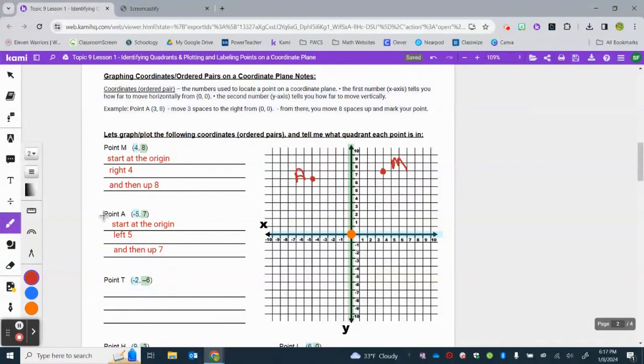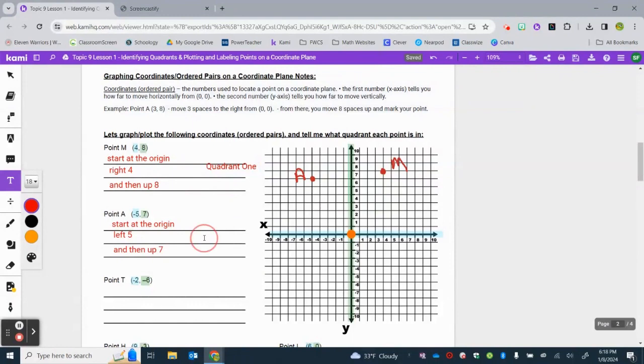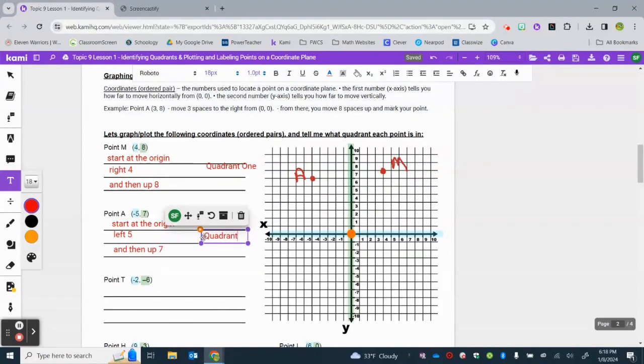And I guess I should have read my own directions. I apologize. So we'll go back over here to point M. Point M is in quadrant 1, right? It is in quadrant 1. Point A, we can see, is going to be in quadrant 2.